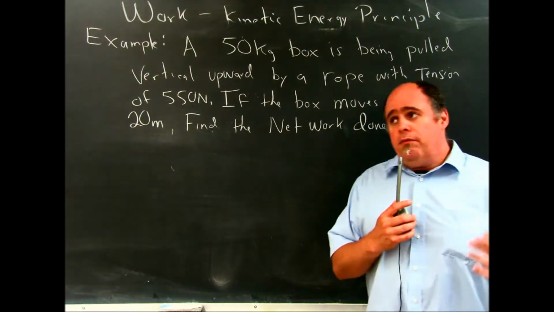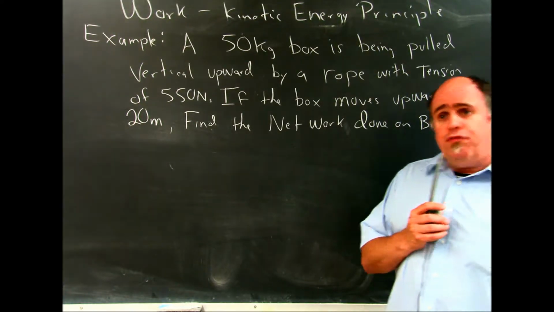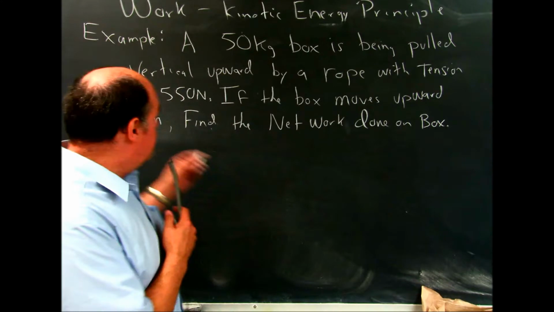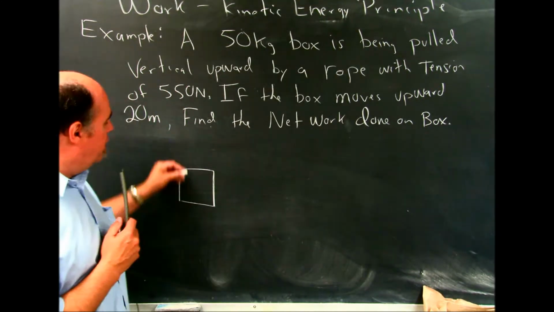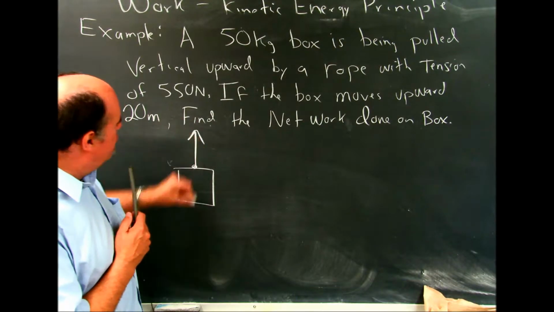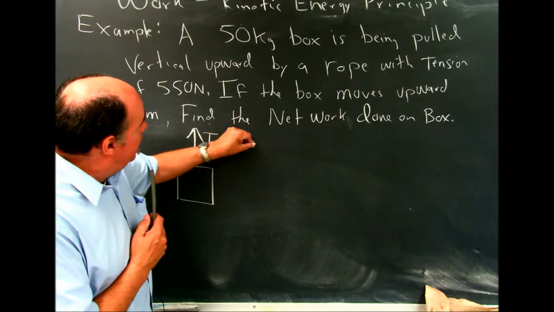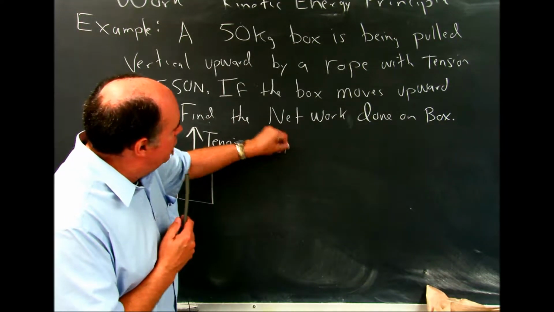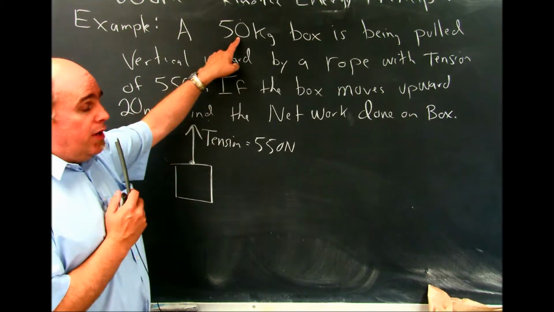So I recommend that you draw a free body diagram for all of these problems. And for the free body diagram, you basically would draw a box. It's being lifted vertically, so I'll put a rope on it and say that this is going upward. And the tension in that rope equals 550 newtons. And they told us right here that the mass of the box is 50 kilograms.